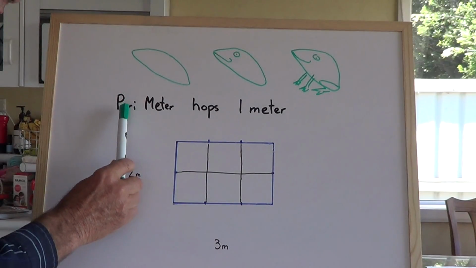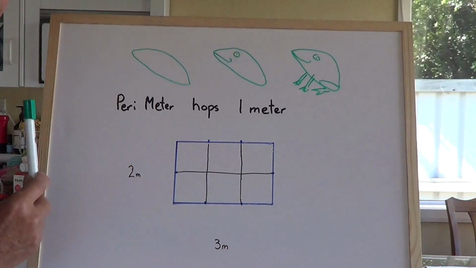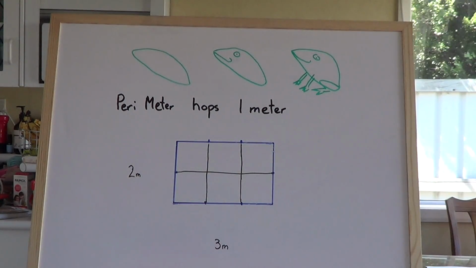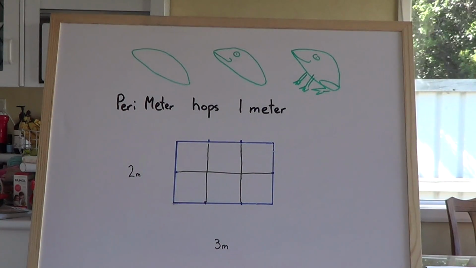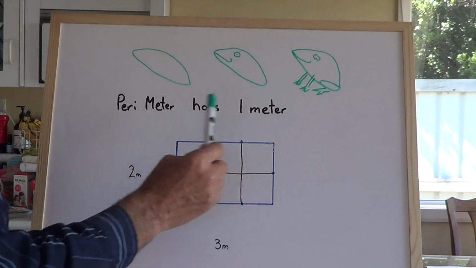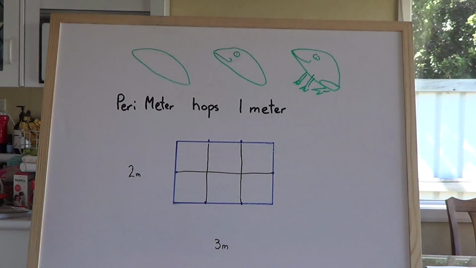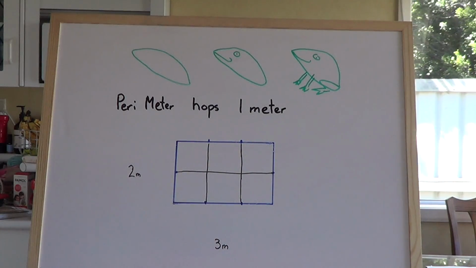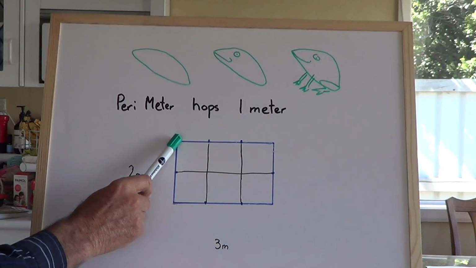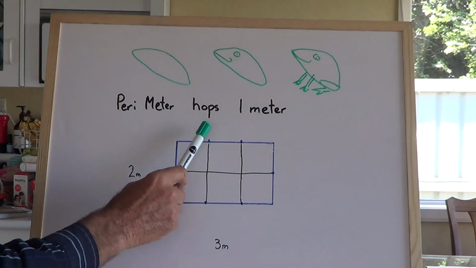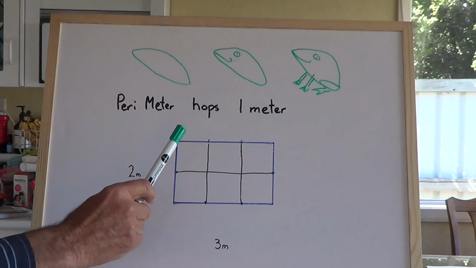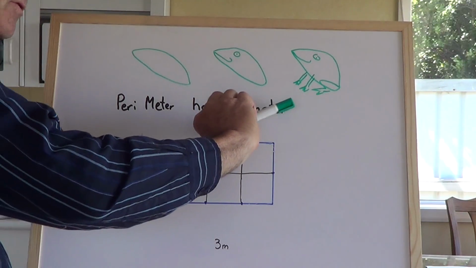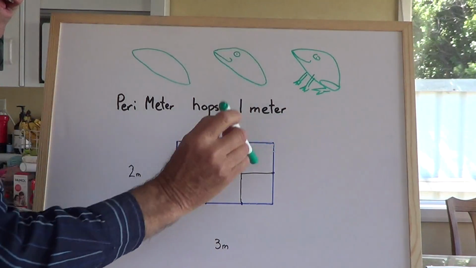Now I tell them the frog's first name is Peri and his second name is Meter, because Peri hops exactly 1 meter. Now Peri is going to be our helper, and I draw this rectangle which is 2 meters by 3 meters, and he's going to help us find the distance around this rectangle. So we put Peri in this corner here, and he hops 1, 2, 3 to the end of that side. Now Peri's facing the wrong way, so Peri has to then turn 90 degrees.